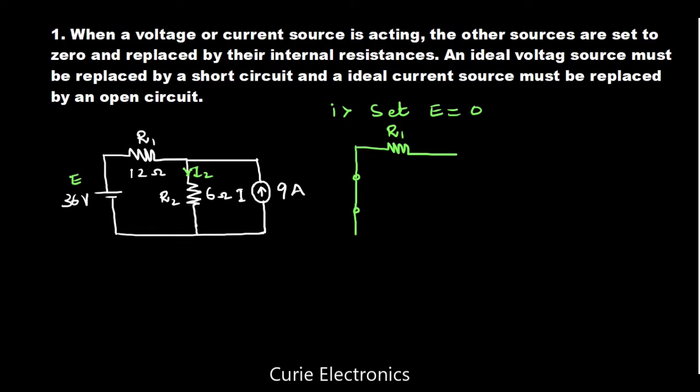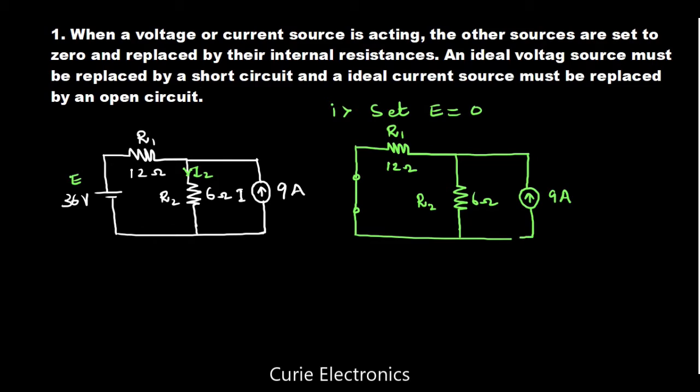R1 equals 12 ohms. And what is there in the circuit? Then we have the R2 resistor, R2 equals 6 ohms. Then we have the current source, the active source. We have made the voltage source inactive, so 9 amps current flows through this. Whatever current flows through this 6 ohm resistor, we'll take it as I2 dash. Now I2 dash we have to find.